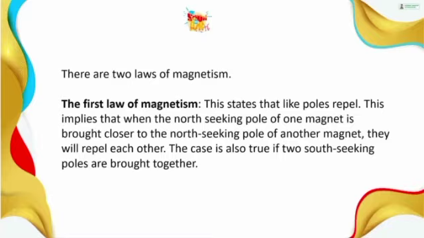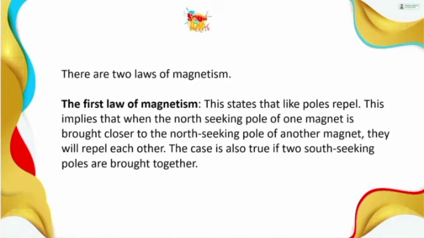So let's go to the two laws of magnetism. The first law of magnetism states that like poles repel. So if you have two magnets with the same pole pointing to each other, they will repel. What do you mean by this? This implies that when the north-seeking pole of one magnet is brought closer to the north-seeking pole of another magnet, they will repel each other.